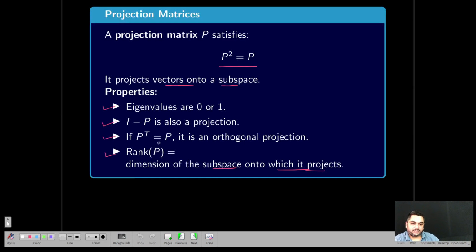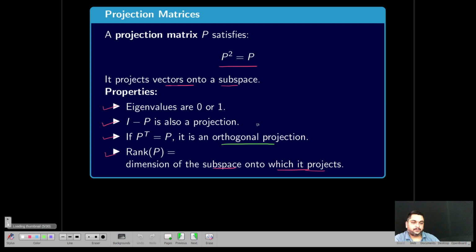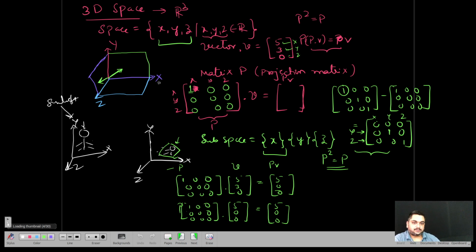Then if P transpose equals P, it is an orthogonal projection. If I transpose that matrix, I'll get the same matrix. For example, if I transpose this projection matrix, the transpose is the same matrix. That means it is an orthogonal projection. So why is it an orthogonal projection? Because all these axes are perpendicular to each other, 90 degrees. This is the reason why you will get an orthogonal projection. How you view it, the view is orthogonal, right? You are viewing it at a right angle to the vector. That is the meaning of it.